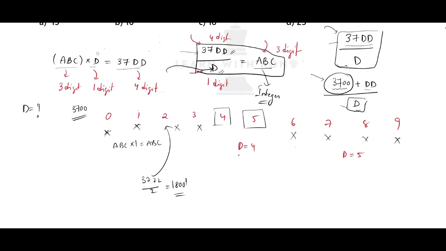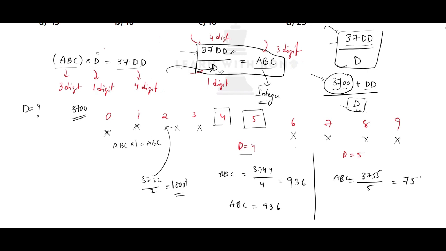Okay. If I take D value 4, we can get the ABC value: 3744 divided by 4. So I am getting 4 nines are 36, 4 threes are 12, 4 sixes are 24. I got the ABC value 936. Okay. Now let us find it for D equals 5 also. ABC equals 3755 divided by 5. So we got 5 sevens are 35, 5 fives are 25, 751. I got ABC as 751.